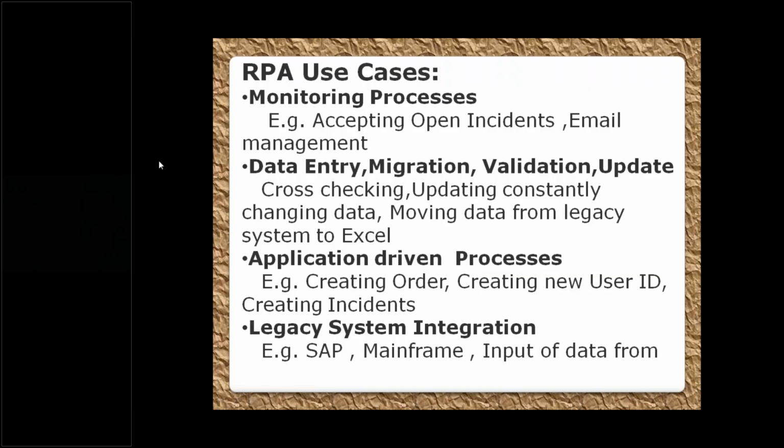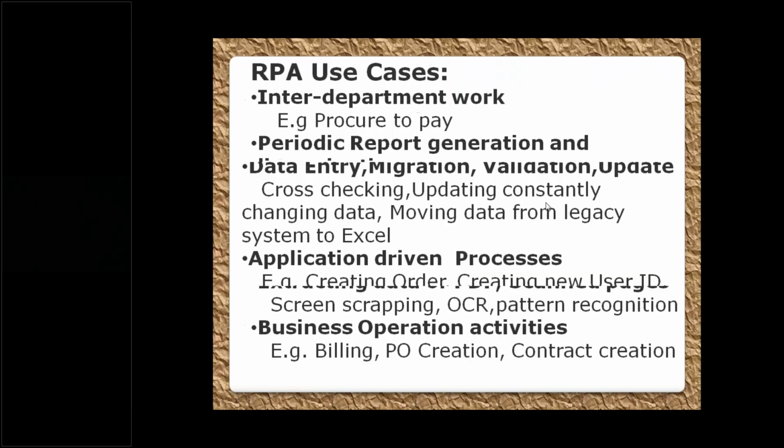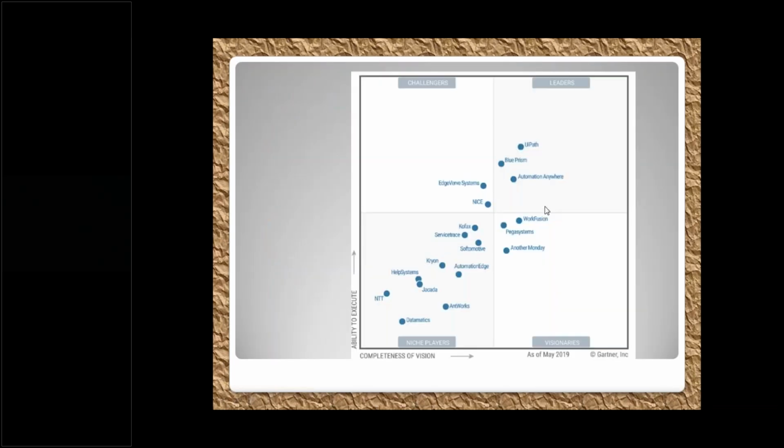Okay. So different use cases of RPA, then cognitive automation. This is the graph which Gartner has released recently, the 4 quadrants of Gartner. All of these dots are different automation tools. UiPath, Blue Prism, Automation Anywhere are the top 3 tools, but other tools are also fine.